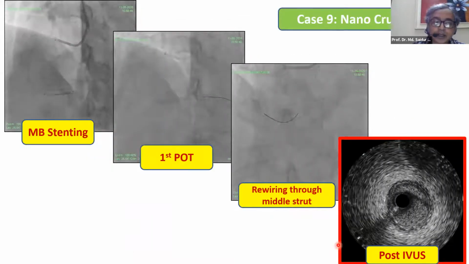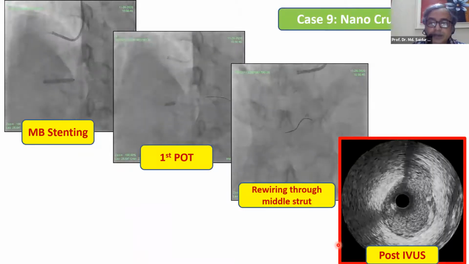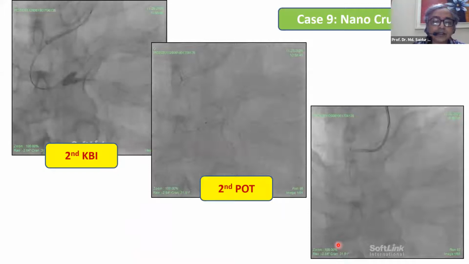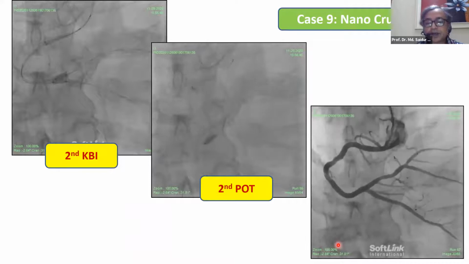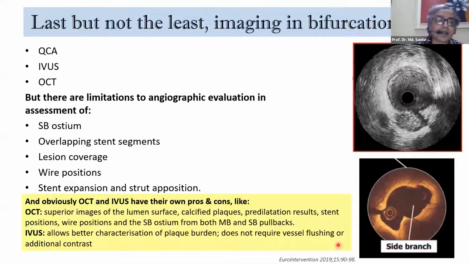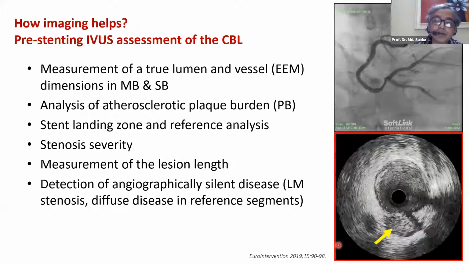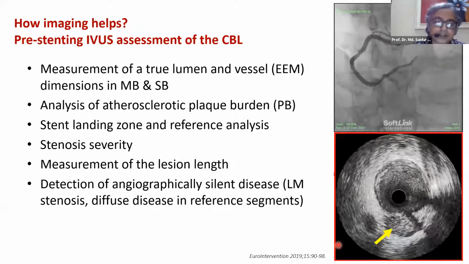And obviously, even after IVUS, what we have seen, that second POT, second kissing, everything we have done, and you see the final picture is reasonably very beautiful. Last but not the least, the imaging techniques, the OCT or IVUS, which we have, we should have these in this sort of bifurcation PCI, even pre-stenting, during procedures, and after stenting also.